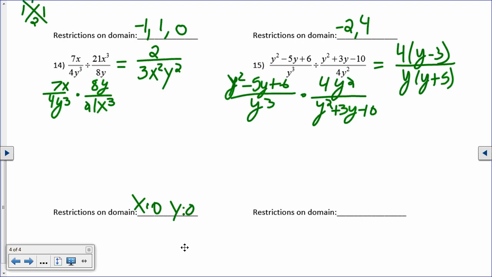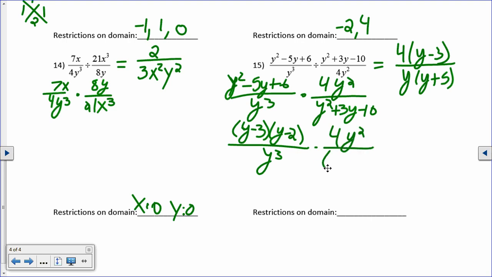So you keep, change, flip. For the top, what do you get when you factor that? Y. Oh, sorry. Okay, we have y cubed, which is a monomial, can't be factored. This is also a monomial, can't be factored. This becomes y plus 5.